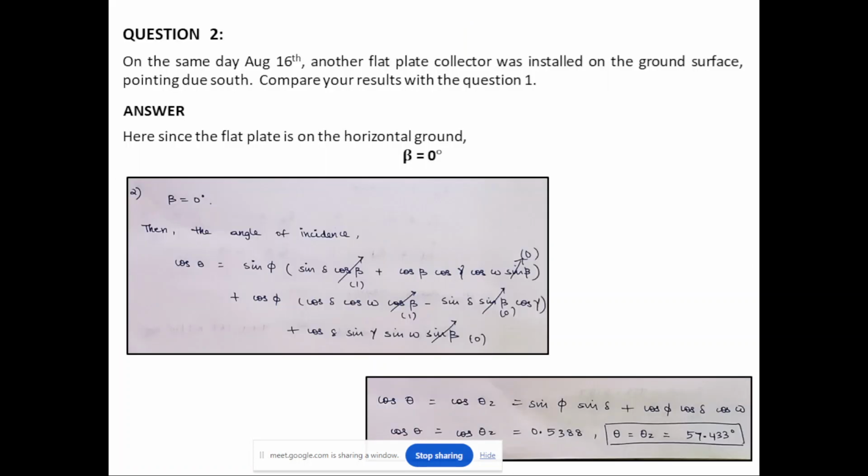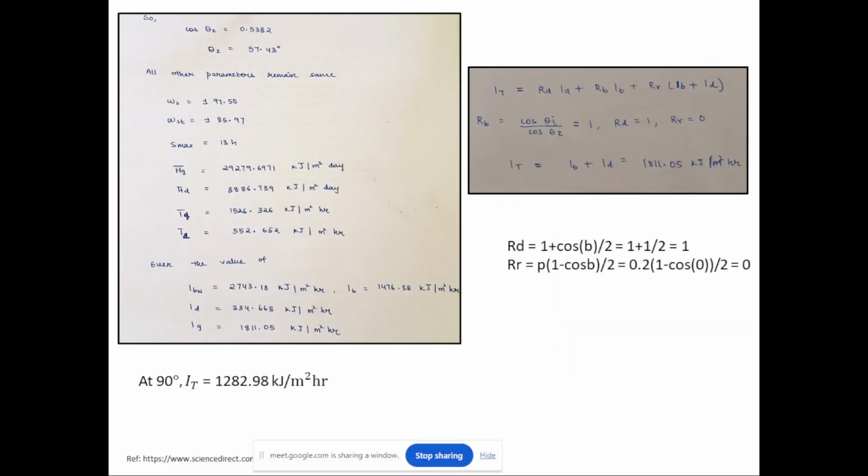Here we assume the value of gamma is 0 because it was pointing towards the south, but if it points towards a different angle, how does the global and the other kind of beam radiation vary as a function of that? So a lot of different parameters can be varied to check and optimize at what particular time we can get the maximum amount of radiation that we want.